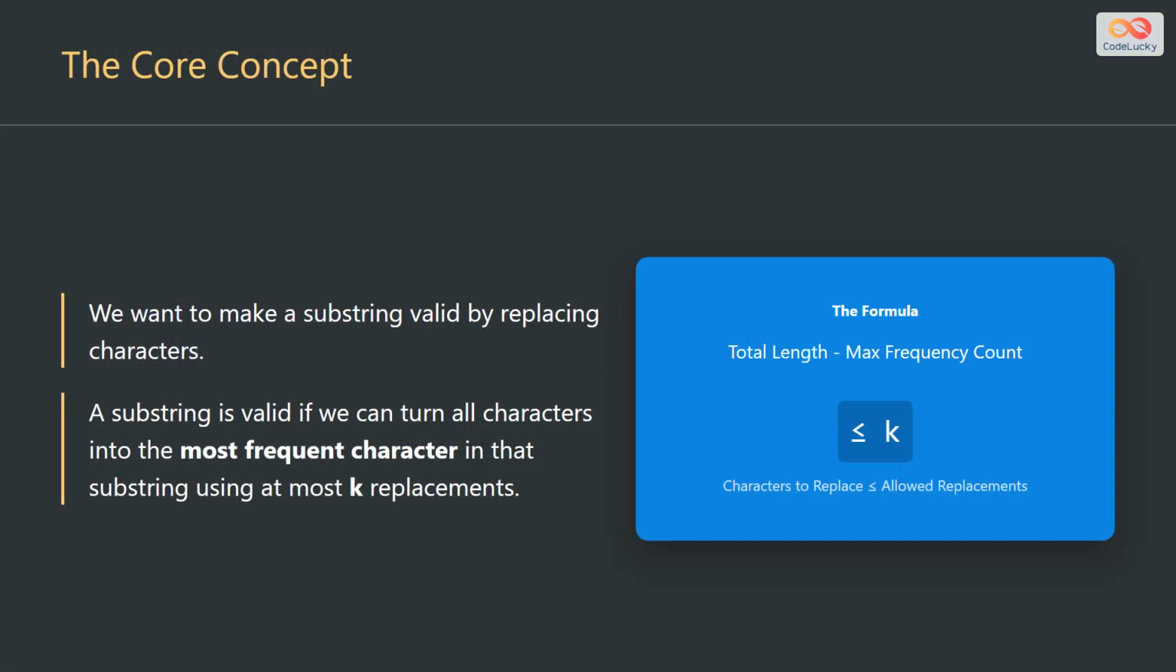So, what makes a substring valid? A substring is valid if the number of characters we need to replace is less than or equal to k. Mathematically, if we take the total length of the substring and subtract the count of the most frequent character in that substring, the result tells us exactly how many replacements are needed. If that number is less than or equal to k, we are good.